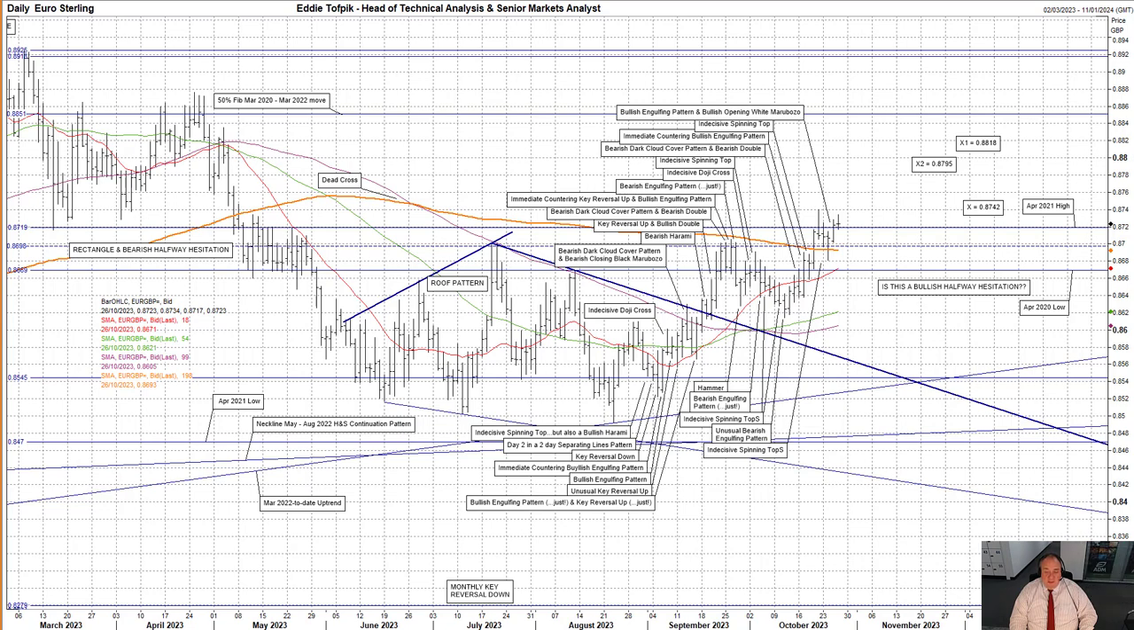The recent idea I raised that the move since early September may be a bullish halfway hesitation on top of the recent roof pattern comes to the fore again, as we have a potential target X2 for this pattern in the 87.95 area.